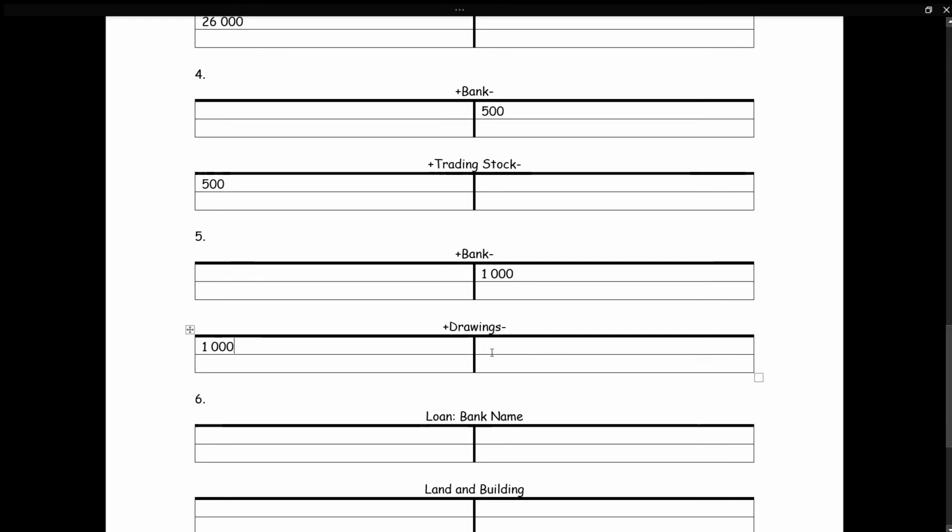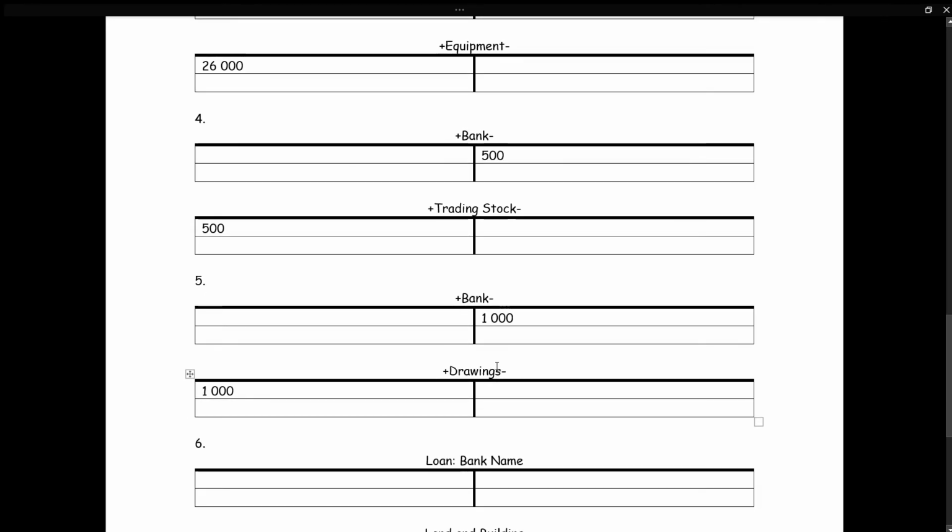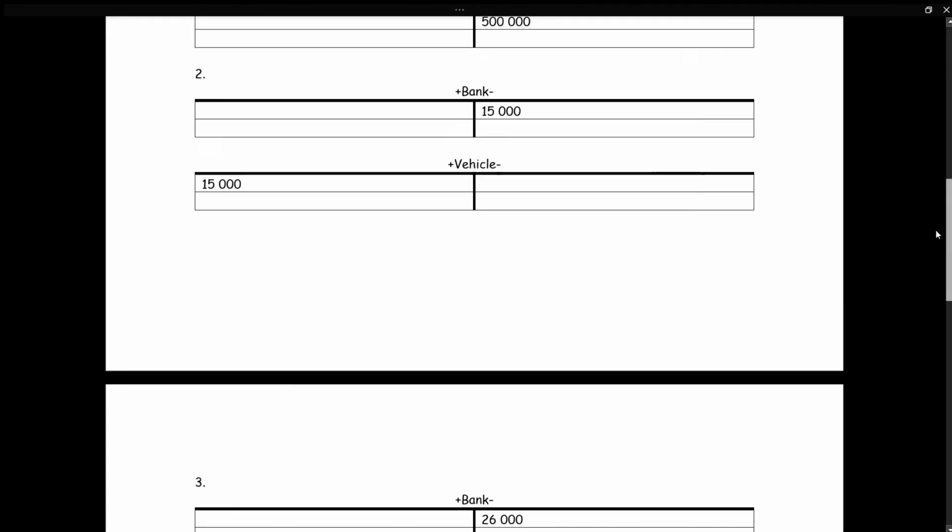Drawings will always have a negative influence on owner's equity. Remember the opposite influence from capital. Capital will have a positive influence on owner's equity, whilst drawings will have a negative influence on owner's equity.